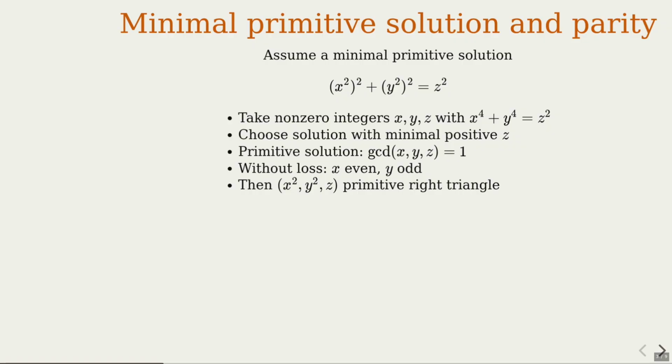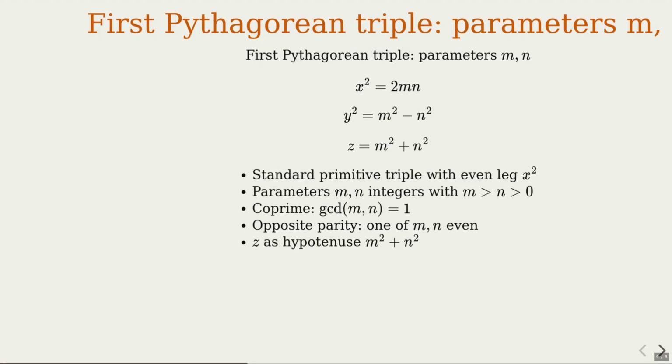Why is it important that the triple with x squared and y squared be primitive? Because the clean parameter formulas for right triangles only hold in that primitive case. If we know our triangle is primitive, we can write x squared, y squared, and z in terms of two new integers m and n with very strong conditions, and those conditions will let us force certain numbers to be perfect squares later on.